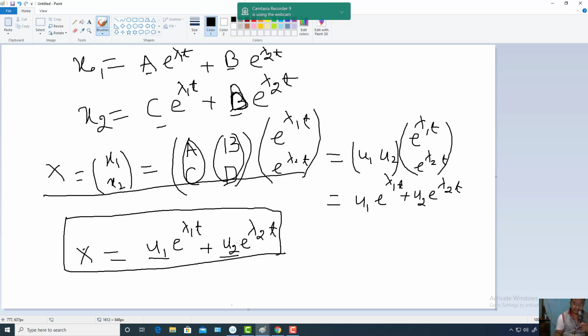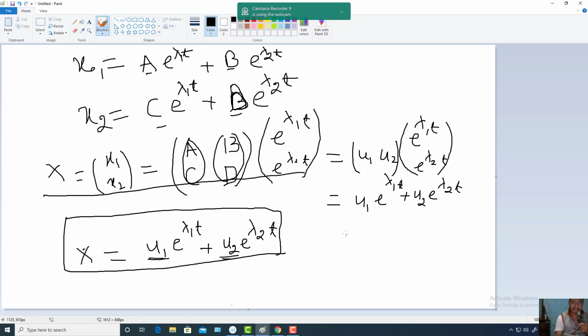So we want to know what is this column vector. So let us see, this is a solution. Since this is a solution, it should satisfy the given differential equation. Now what is the given differential equation?